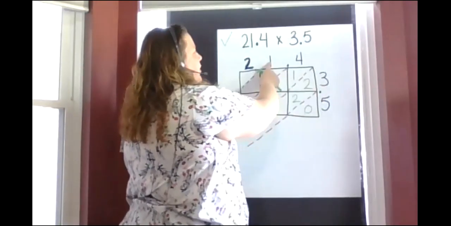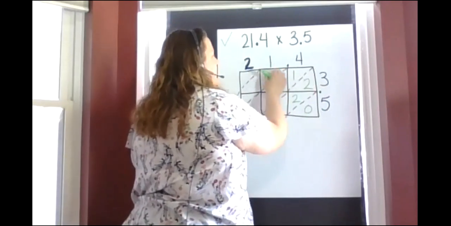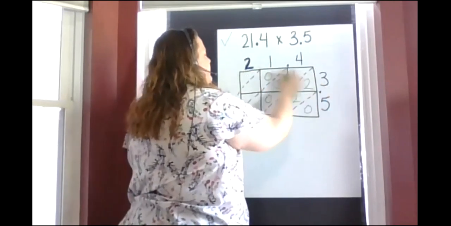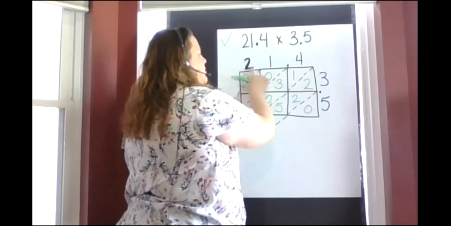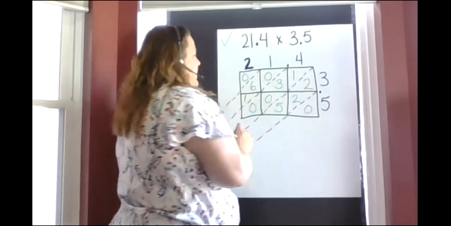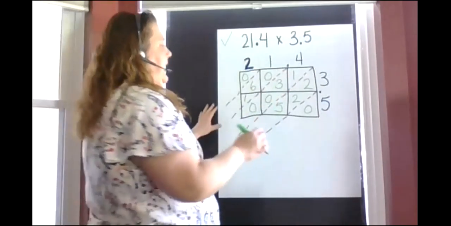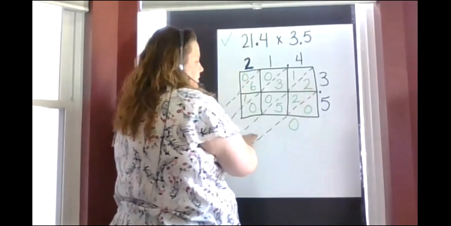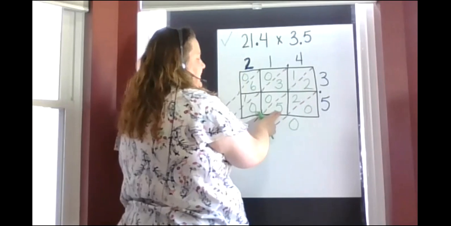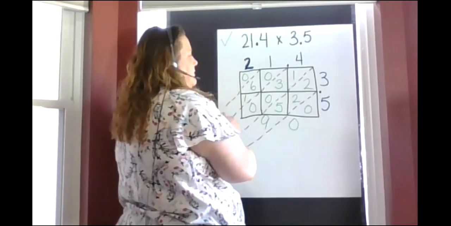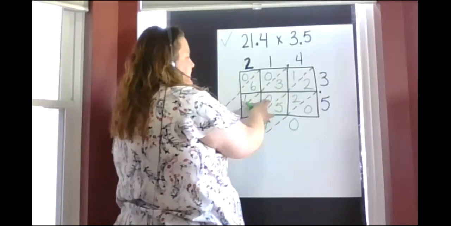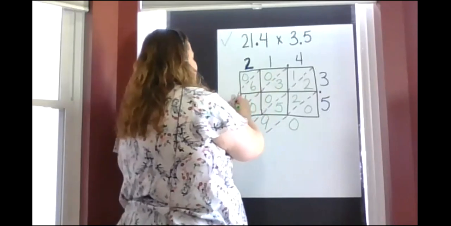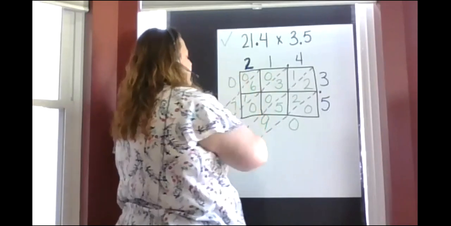So then 3 times 1 is 3. 1 times 5 is 5. 2 times 3 is 6. 2 times 5 is 10. And now I'm going to add along this diagonal. In this case, it's just the 0. In this diagonal, I have 2 plus 2 plus 5 is 9. 1 plus 3 plus 0 plus 0 is 4. 0 plus 6 plus 1 is 7. And I have the 0 here.